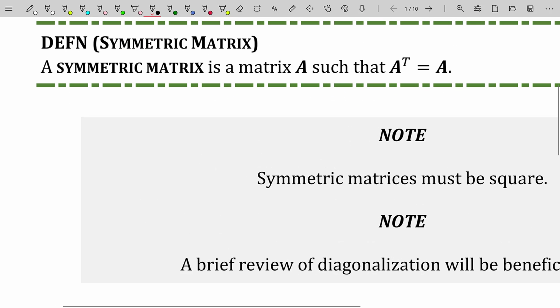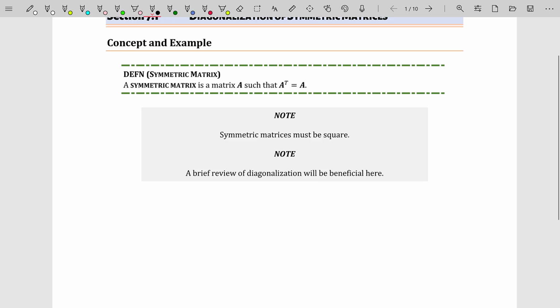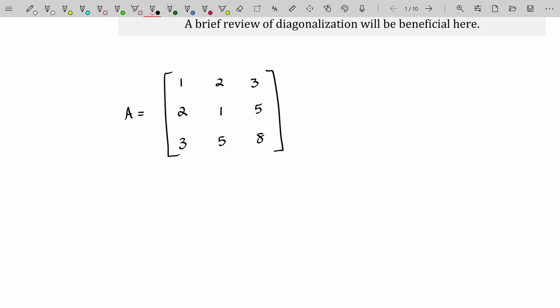The definition of a symmetric matrix is that a matrix A is symmetric if it is true that A is equal to its transpose. Now, this is going to be incredibly obvious when you start seeing symmetric matrices. For example, this matrix right here is symmetric because if I were to write A transpose, well, our first column becomes our first row, but notice that matches the first row of A itself.